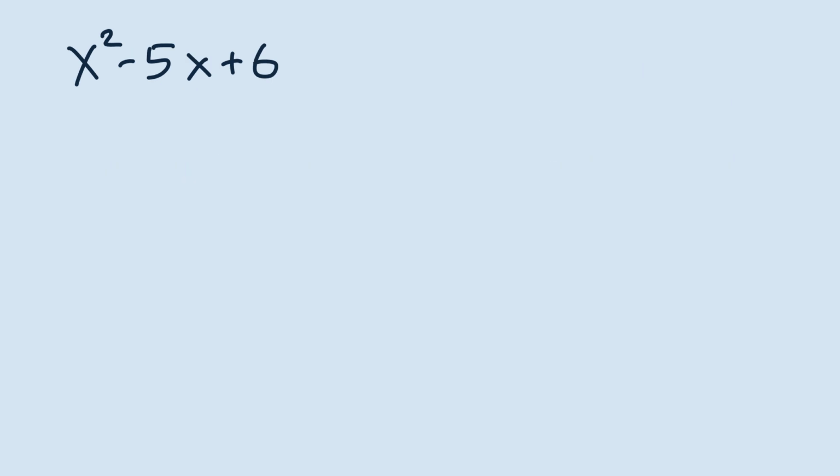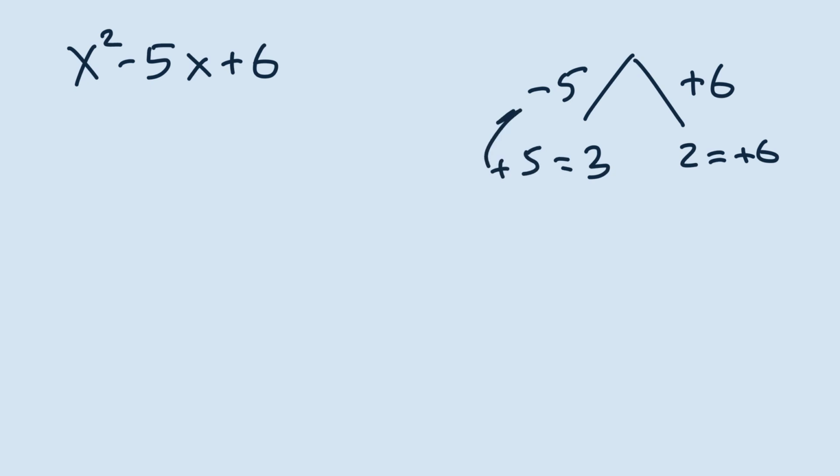What about this question? X squared minus 5x plus 6. So I have to find two numbers that multiply to give positive 6 and add up to negative 5. If we choose 3 and 2, 3 times 2 is positive 6, but when we add up these two numbers, we will get positive 5, which is totally different than what we have here. So I have to change the sign.